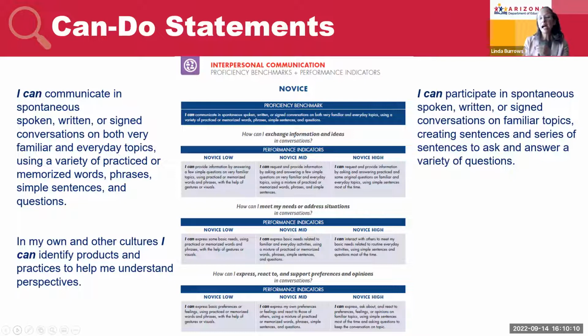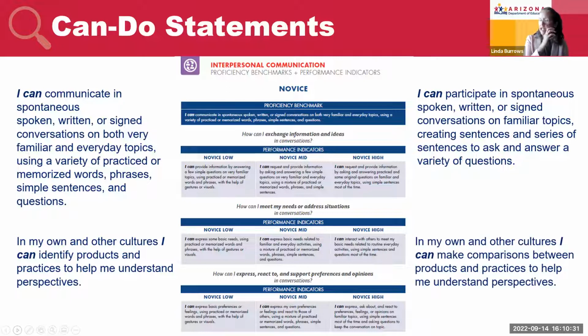So you can see how the I can statements change ever so slightly from a novice mid to a novice high. And again, we want to share these with our kids. It shouldn't be some super secret thing that they don't know about. They should absolutely know where they're at and where they're going to be successful.